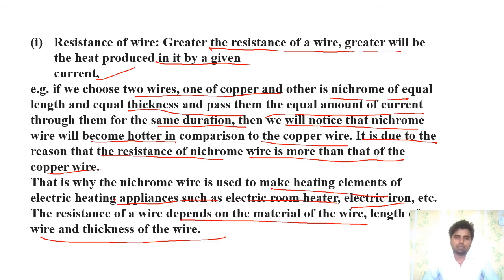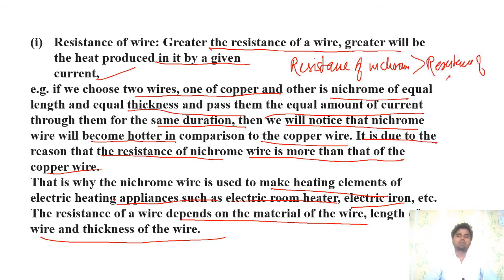And from here we come to know that the resistance of nichrome is more than the resistance of copper. That's why for heating purposes we are using nichrome as the coil or element.